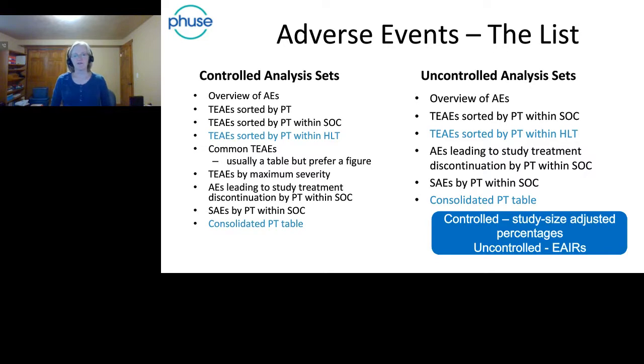For uncontrolled analysis sets, it's a shorter list, right? Overview of AEs, then TEAEs, AEs leading to discontinuation, SAEs, and consolidated PT. So a slightly shorter list, and we'll discuss that in a bit. Again, for controlled analysis sets, we recommend the use of the study size adjusted percentage, and for uncontrolled it could be a percentage or exposure adjusted incidence rates.